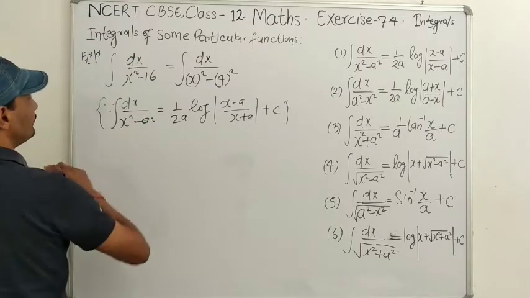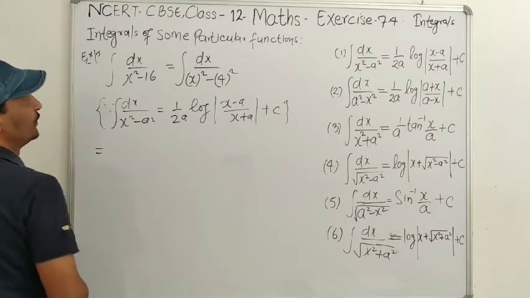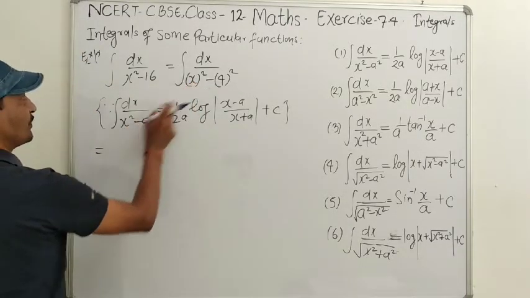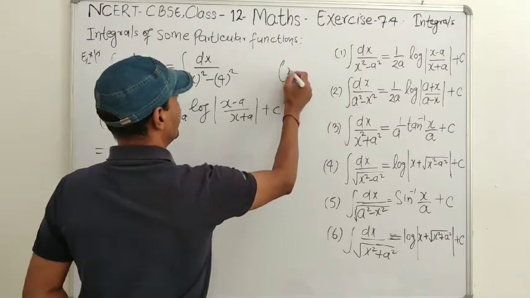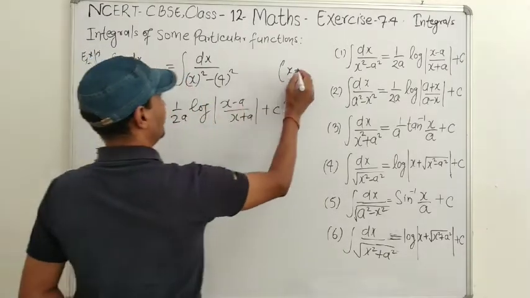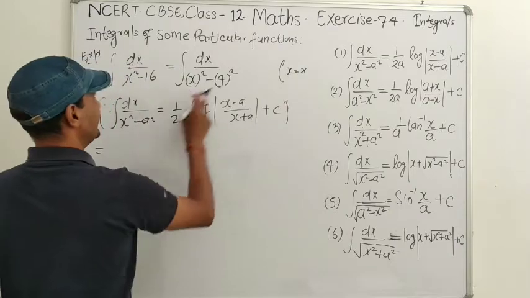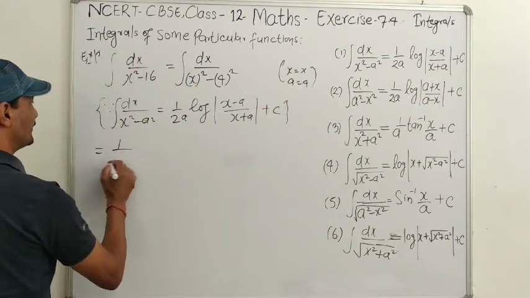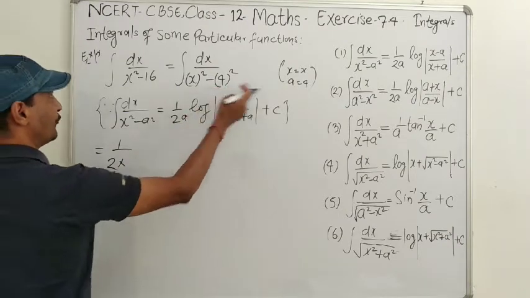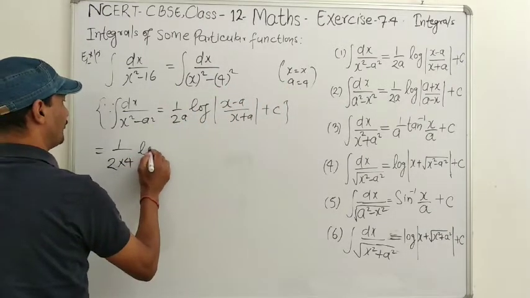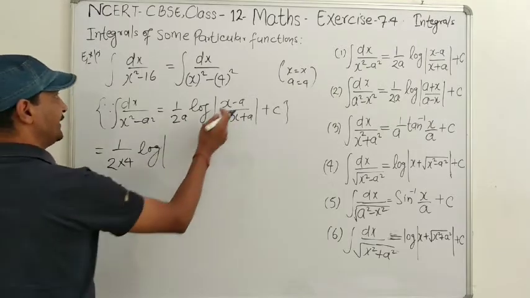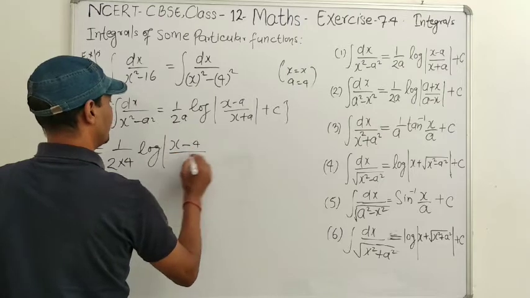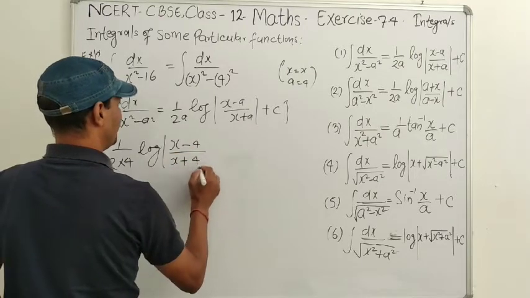So this equals, and compare here x square minus a square, that means here x is equal to x, and a is equal to 4. So formula is 1 by 2 into a. What is a? It is 4. Log of x minus a, that is x minus 4, by x plus a, which is also x plus 4, plus c.